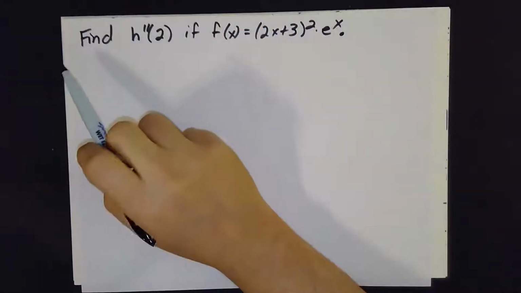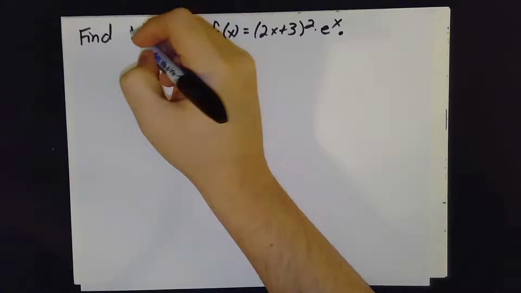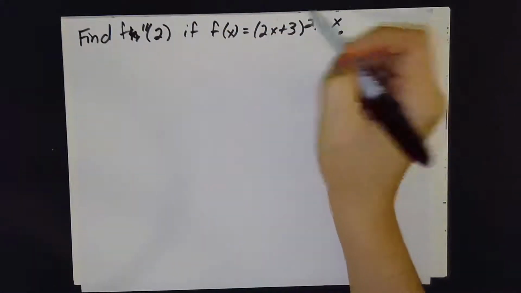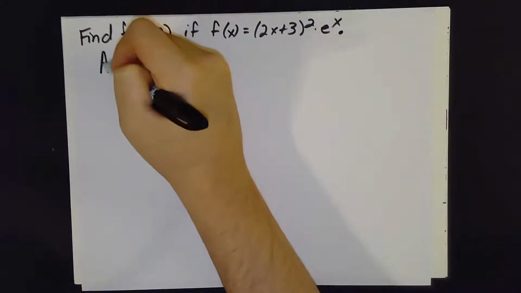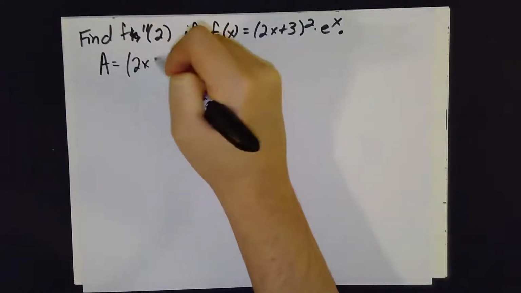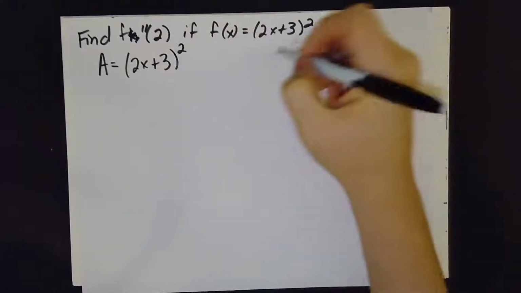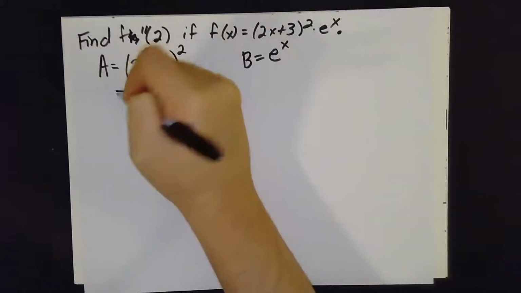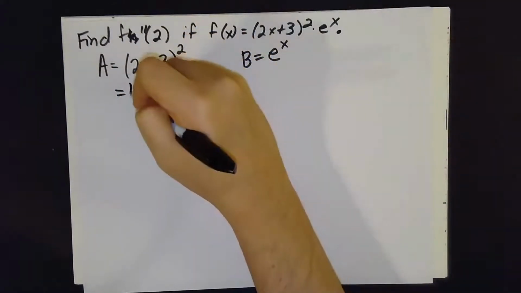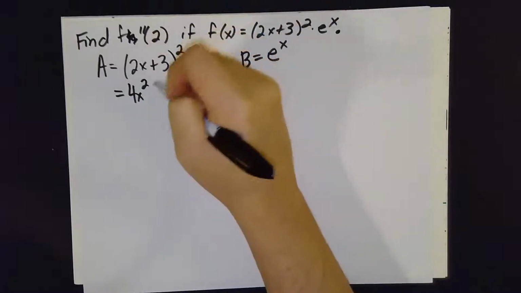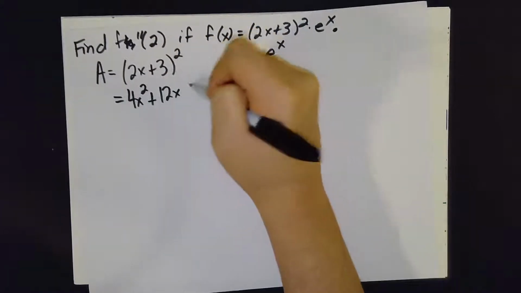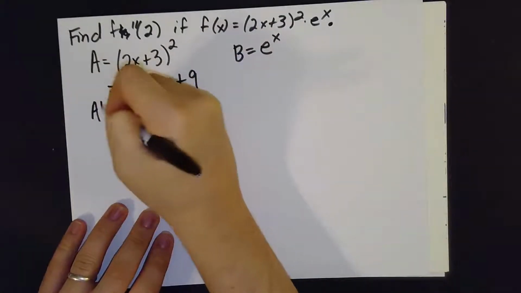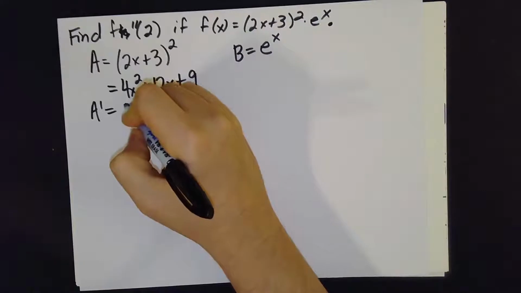Okay, but first let's take the second derivative of this. So this is going to be a product rule question. It will really help if, before we go much further, we FOIL out what A is. So this is 4x squared plus 12x plus 9. Then A prime is 8x plus 12.